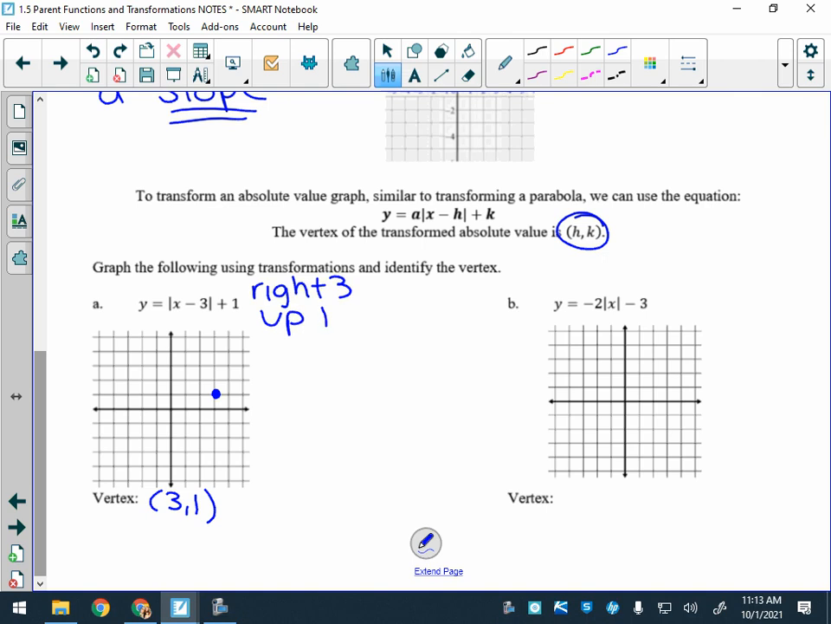Now, the thing with absolute value, the A value is your slope, okay? A value is your slope. So, my A value is what here? Yep, 1. So that means from the vertex, go up 1 to the right, back to the vertex, up 1 to the left, since it's the same distance. And you keep going.